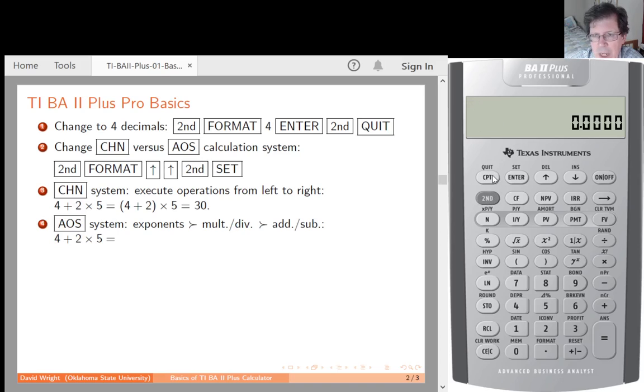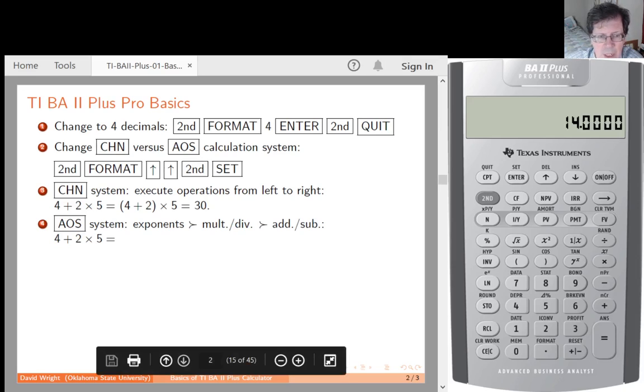All right, now I'm in the AOS system, and I can enter the exact same buttons I did before. 4 plus 2 times, notice it didn't do anything to the 2 this time, and then 5, and then equals. And the answer is 14, because if you do the 2 times 5 first, you get 10. You add it to 4, you get 14. So you've got to be careful.